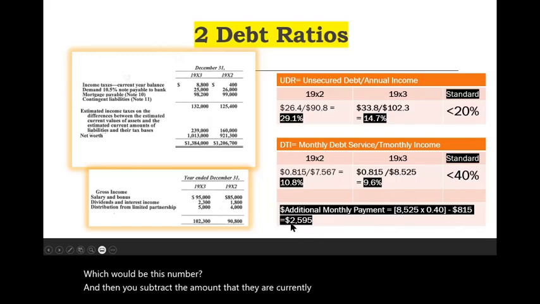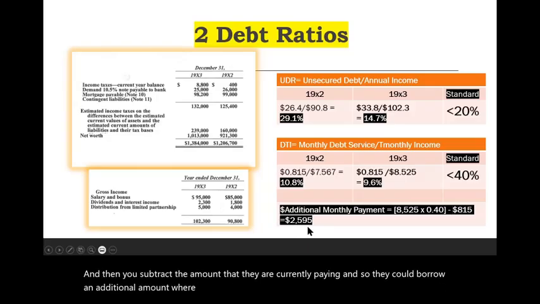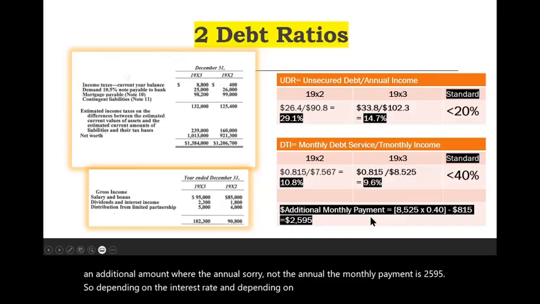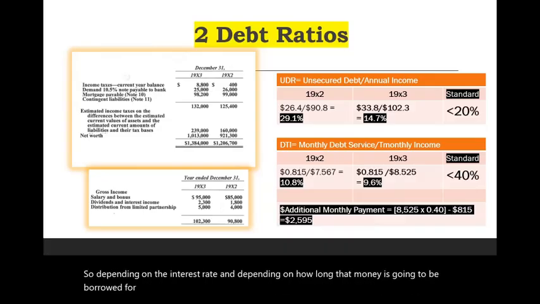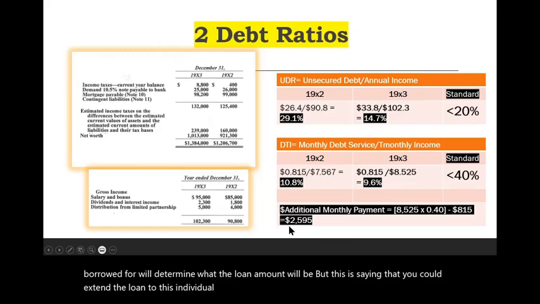And so they could borrow an additional amount where the monthly payment is $2,595. So depending on the interest rate and depending on how long that money is going to be borrowed for will determine what the loan amount will be. But this is saying that you could extend the loan to this individual up to $2,595 per month in terms of the payment.